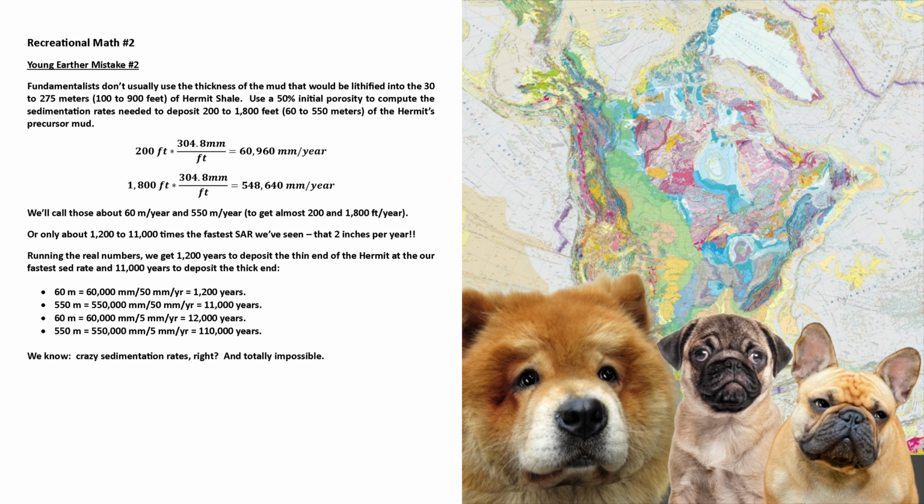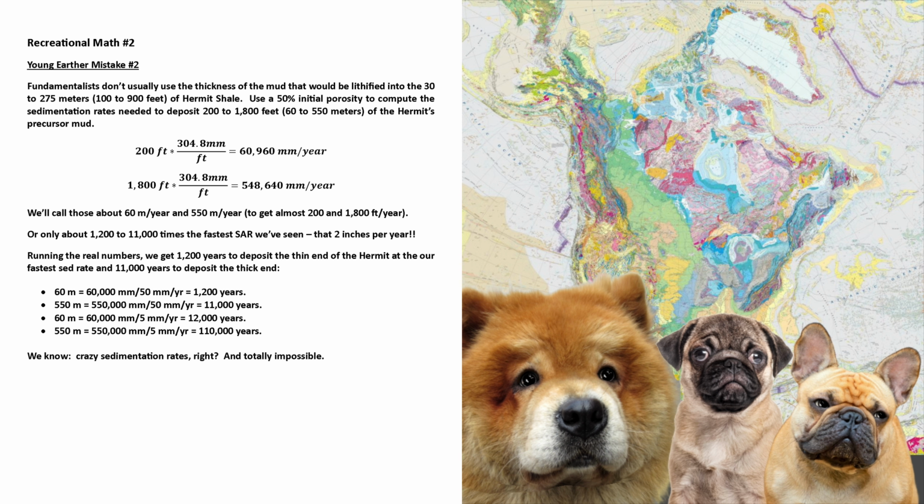All of this mud has to be deposited in one flood year, so the young Earther sediment accumulation rate is something like 200 to 1800 feet per year, or using the correct units of measure, 6,000 to 55,000 centimeters per year. That is one gigantic load of mud.